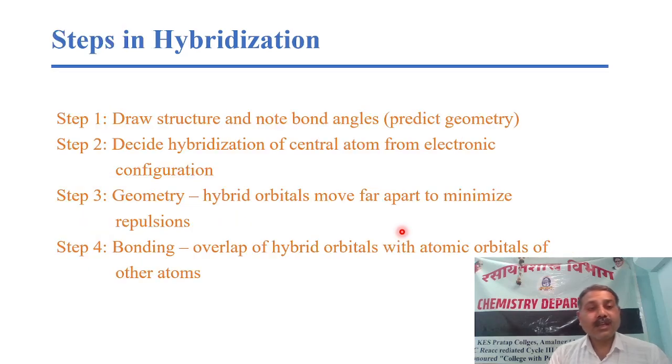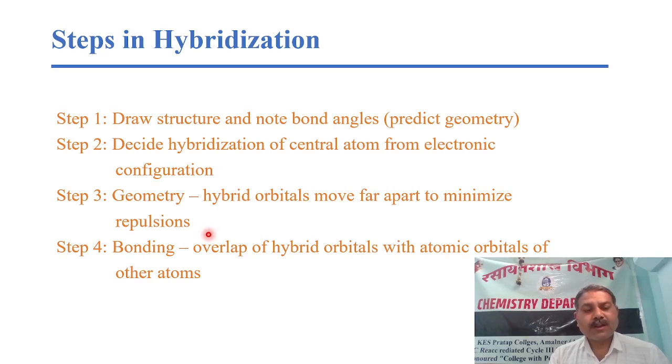What are the steps involved in hybridization? There are basically 4 steps. First, draw the structure and note the bond angles, that is, predict the geometry of the molecule. Then decide the hybridization of the central atom from its valence electronic configuration. Depending on the number of valence electrons in the valence shell of the central atom, we determine the geometry of the molecule. So hybrid orbitals move far apart to minimize the repulsion and maximize the distance between them.